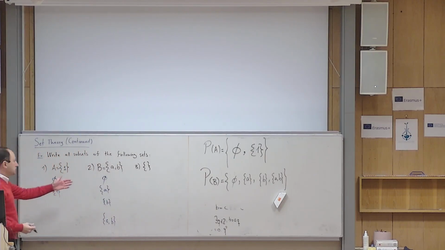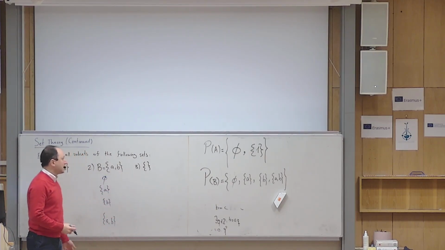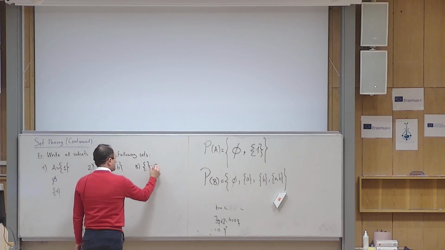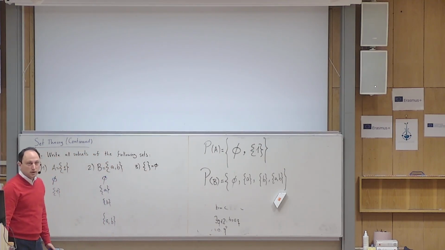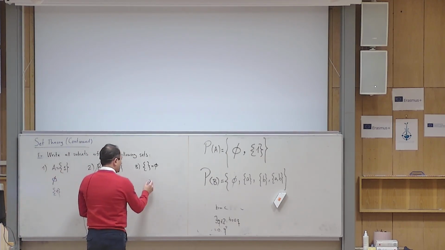So what are the subsets that I will list here? This is the empty set. If you want, I can write the empty set. So what are the subsets of the empty set? Just the empty set, yes? So it becomes just the empty set.